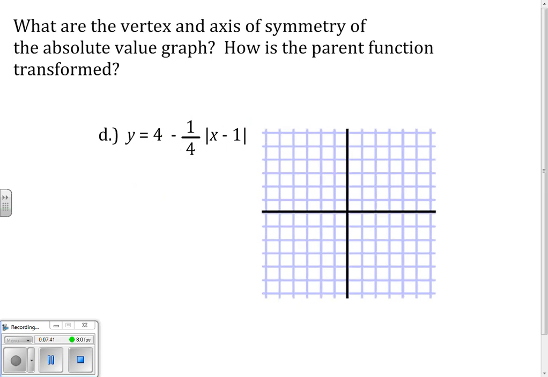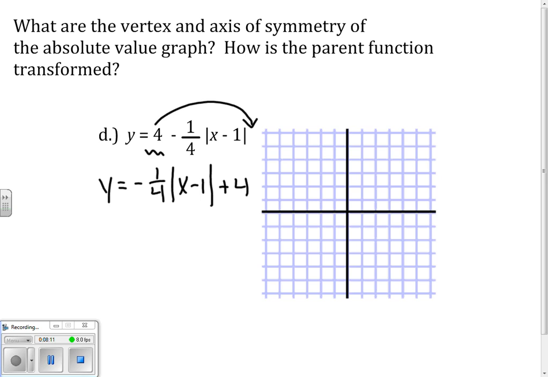Letter D. Letter D is tricky because of the order in which they wrote it. But you can rewrite it. Just take that 4 and push it to the end of the equation. I do want to note that I'm not moving it to another side of an equation. I'm just rewriting one side. So I'm not going to undo any operations. I'm just going to let the negative 1/4 times the absolute value of x minus 1 first, and then the +4 on the end. I did not change the sign of the 4 because I didn't move it to the other side of the equation. I just moved it to the back of the same side.